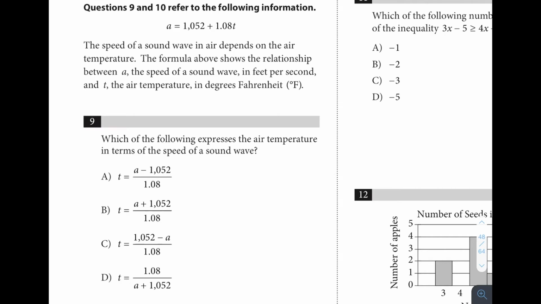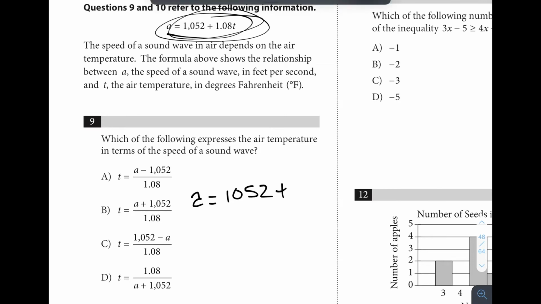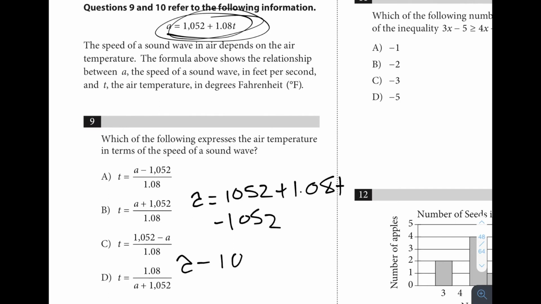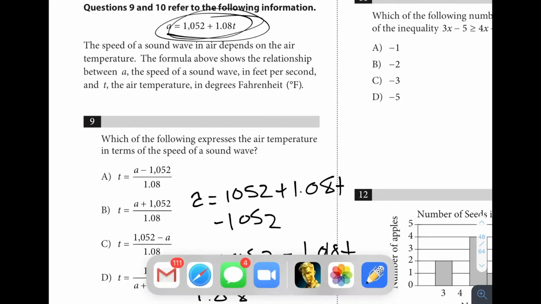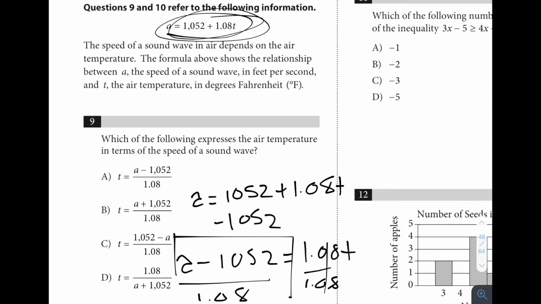So here we use this equation, and we have to make it equal to T. So we have A equals 1052 plus 1.08 T. First we subtract 1052 to get A minus 1052 equals 1.08 T. From there we just have to divide by 1.08 to cancel it out on this side, and then we get T. So this is going to be your answer, and the one that represents that is going to be A.